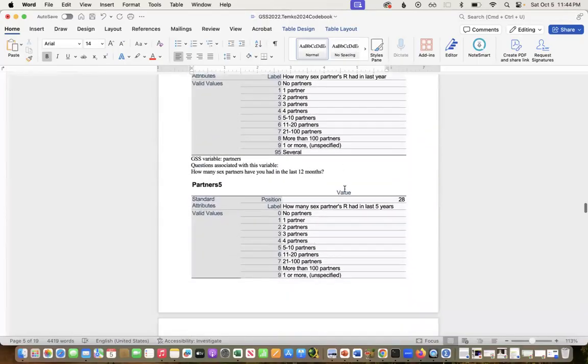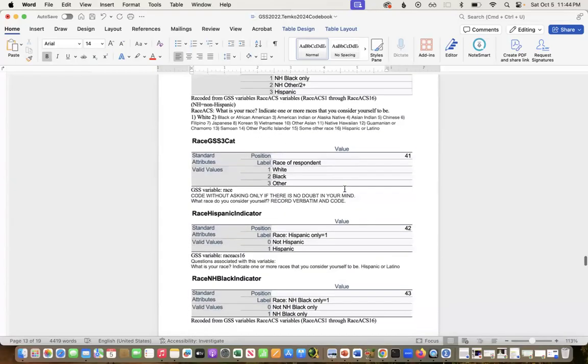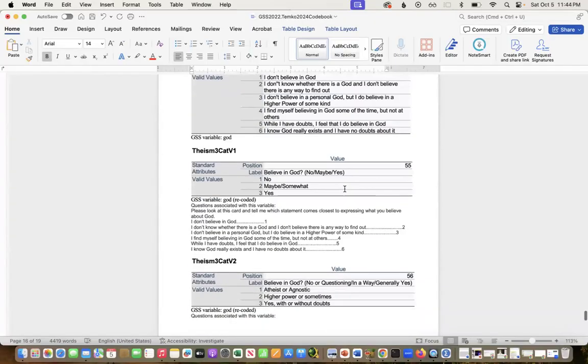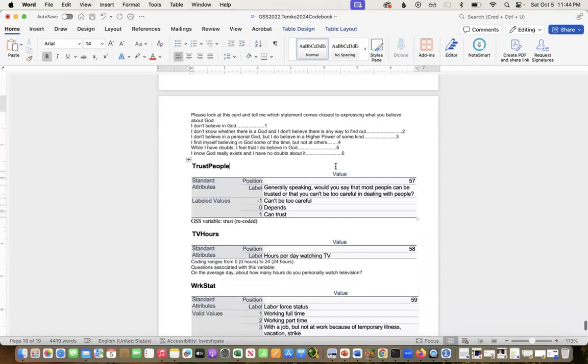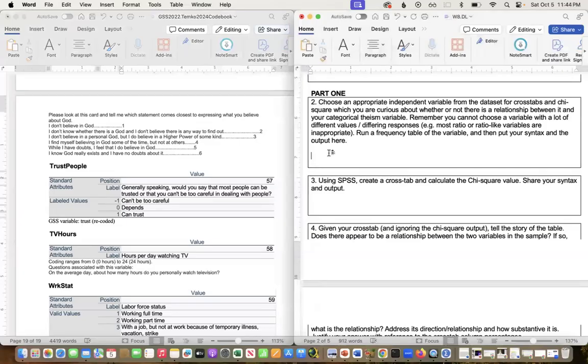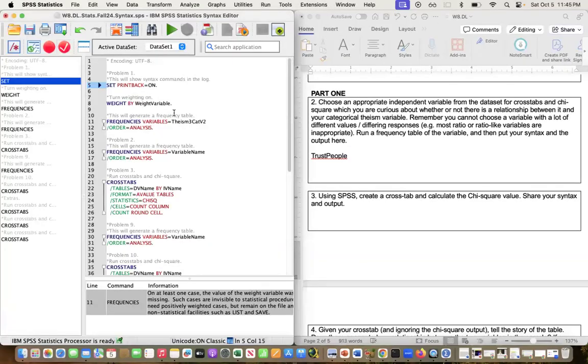Why don't we choose this one right below, trust people. We want to know if there's a relationship between how trusting people are of others and the extent to which they believe in God or not. So we're going to do trust people. It says to run a frequency table of this variable, same thing we did before with the frequency table. We just put in the name of the variable.